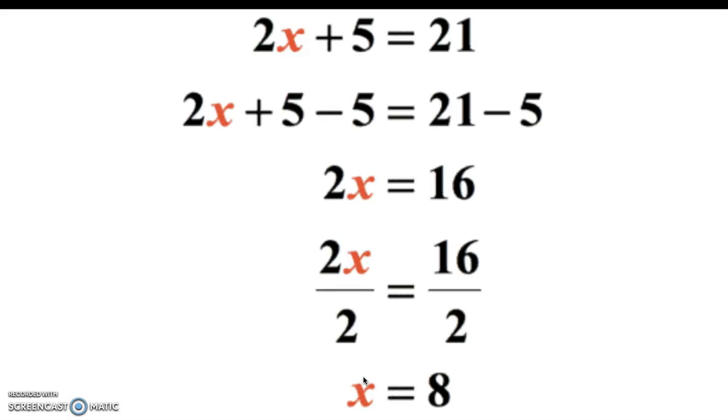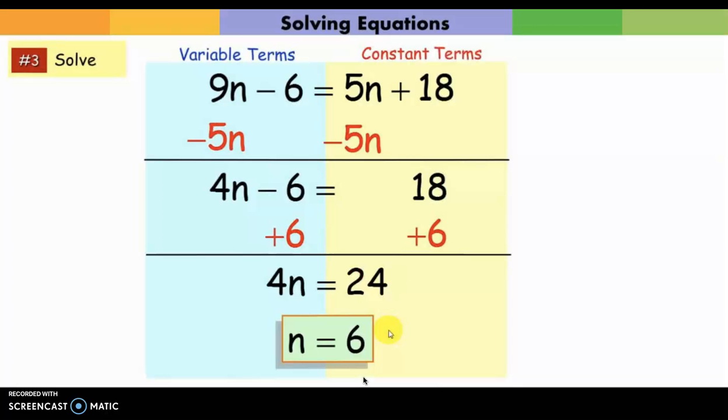Let's go to a more complicated example here. We have variables on both sides. You want this side to be the variables, and you want this side to be the constants. So what we want to do here is first put the variables to one side. You want to take this side's variable out, and by doing this, 5n minus 5n is 0. So you have no variables on this side, and this side would be 4n. And it becomes the equation 4n minus 6 is equal to 18.